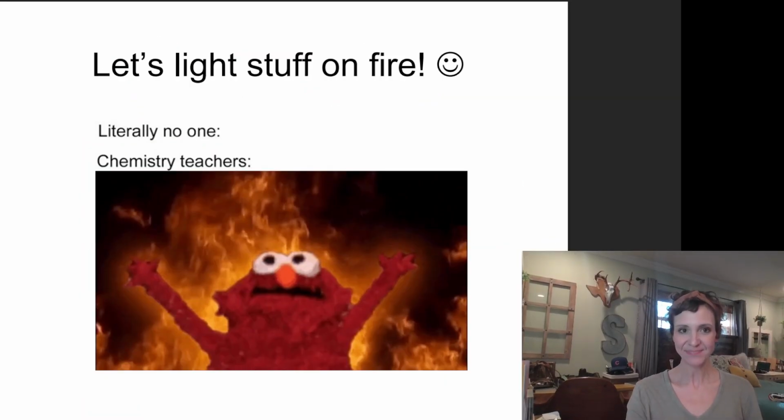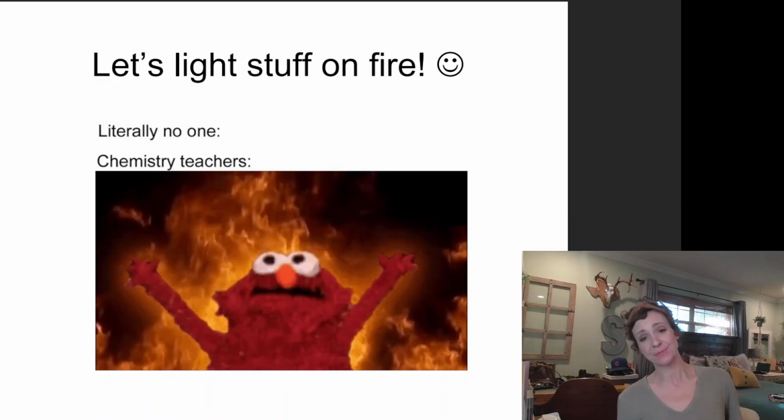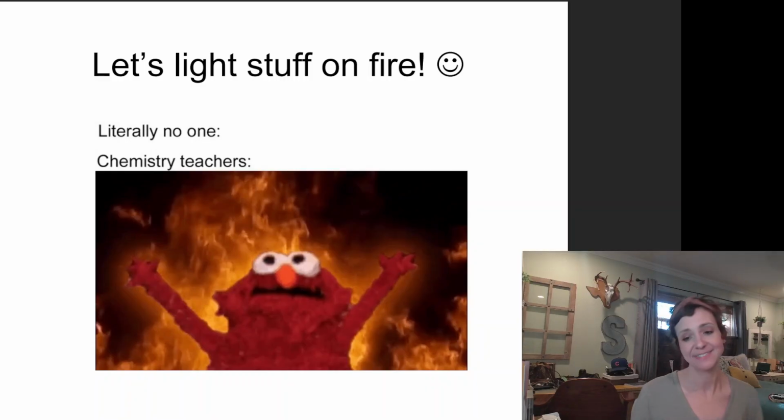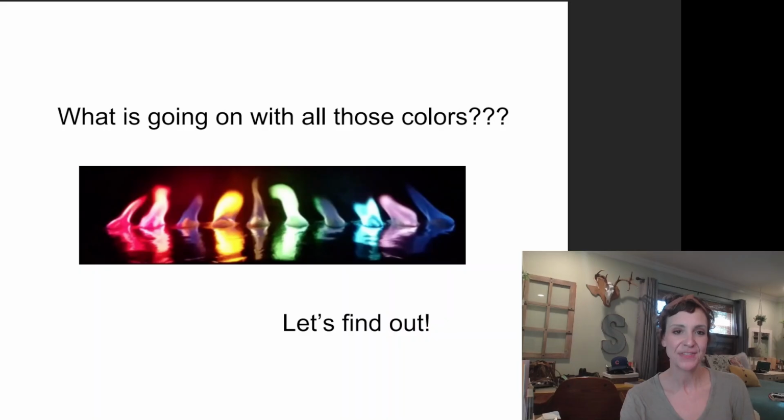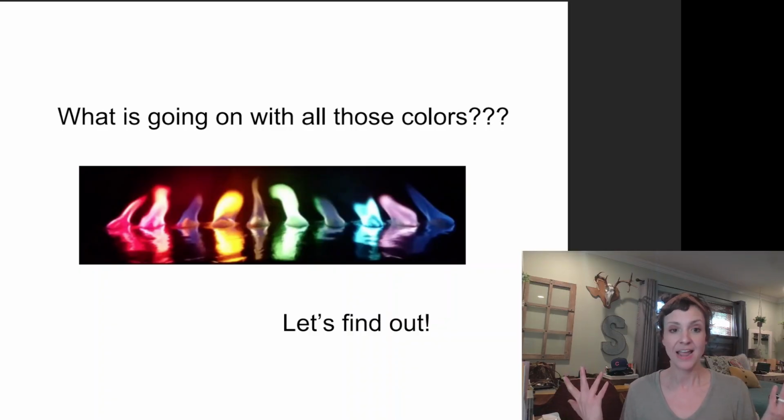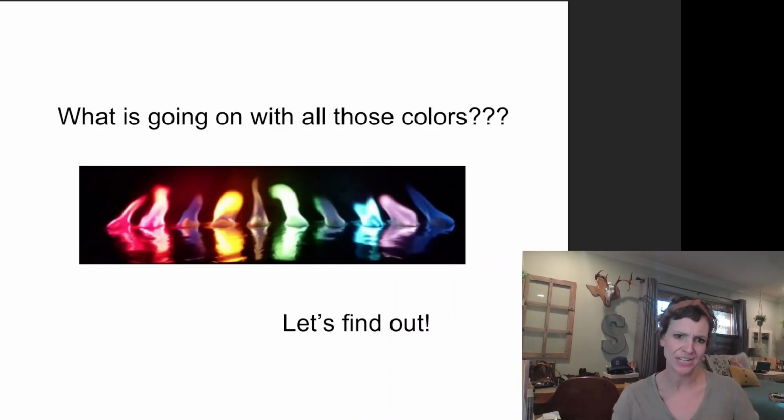All right, so this was the point in class where I would light some things on fire, which is always exciting. So the demonstration that I did is I put a bunch of different chemicals on the table and then I lit them on fire and they burned different colors, which is super interesting. So here we have different elements giving off different colors of light. Well, what is going on with all of these colors? And how does the color change depending on what the element is?